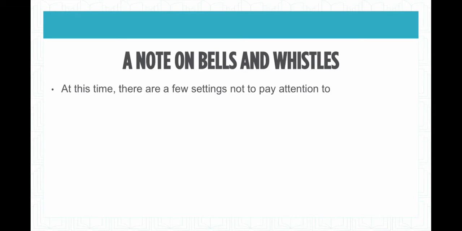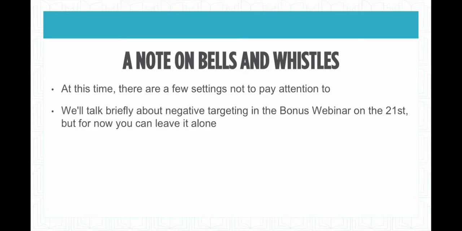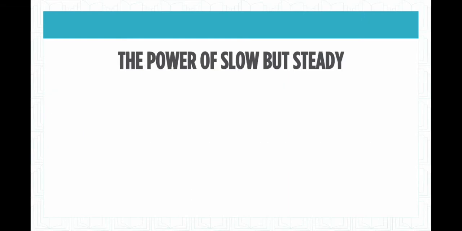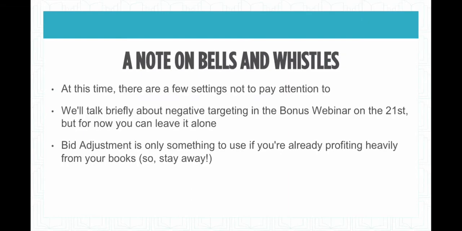There are a few settings you don't need to worry about right now. We'll talk about negative targeting in the bonus webinar. For now, you can leave that alone. Bid adjustment: only use this if you're already profiting heavily, so don't. And anything else other than what I share with you. So we're going to do dynamic down bid only. I will show you this in just a second.